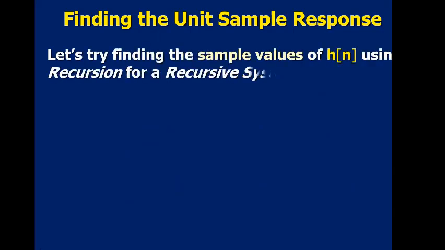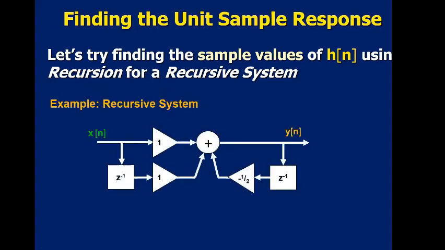Now let's try that for a system that has a feedback. Let's try a recursion table on a recursive system and try to find its unit sample sequence as well, its unit sample response. So here's a fairly simple recursive system. I have two feed-forward paths, but I do have one feedback path here where I bring y of n around to make y of n minus 1. I'm going to multiply it by 1/2 before I bring it back in.